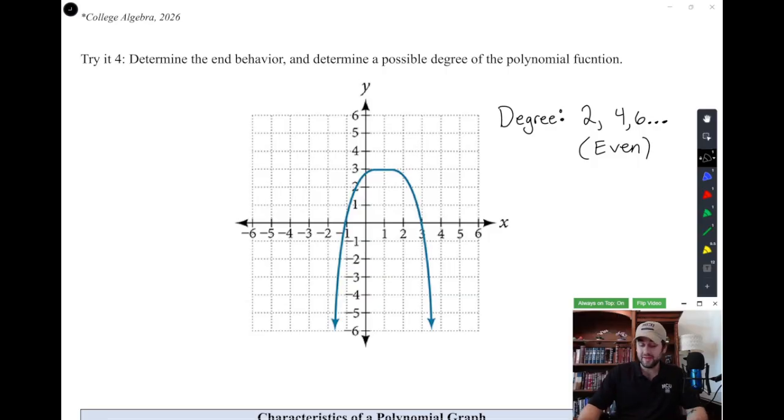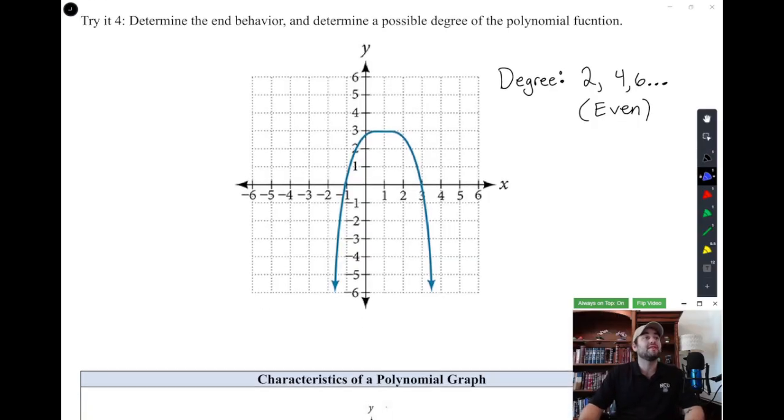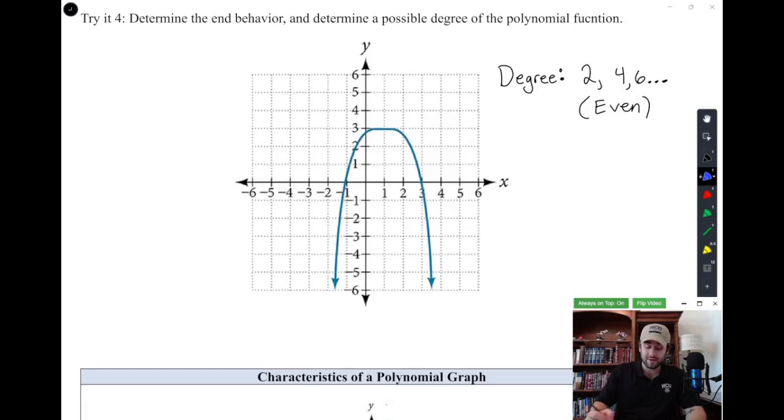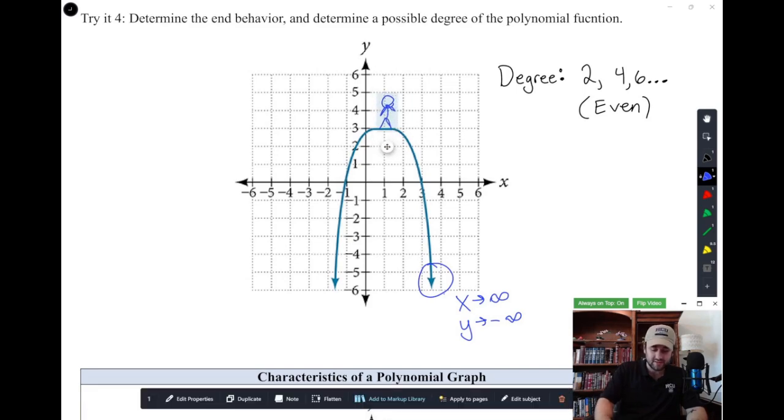And then the end behavior that they ask us for in the problem, we're going to write that same type of notation with the arrows, where we look at this arrow and say as x approaches infinity, or as that guy walks to the right, y approaches negative infinity. Again, what that means is you have a guy standing on it, and as he walks towards infinity in the x direction, he goes down. And as he walks towards infinity in the y direction, he falls down.